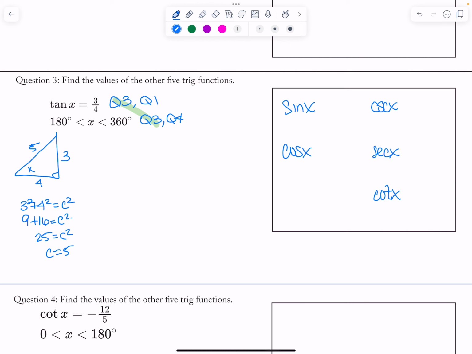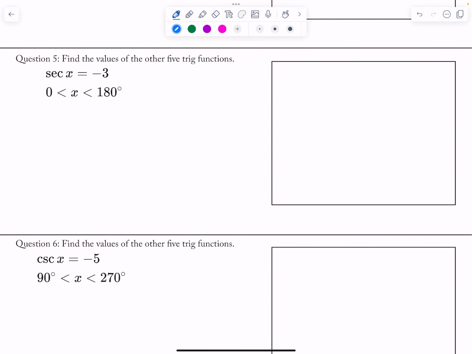Secant of x. Okay, so now I'm in quadrant 3, so that'll be a negative 3/5 and a negative 5/3. My cosine will be a negative 4/5 and a negative 5/4. And then my cotangent will be a positive 4/3. Okay.